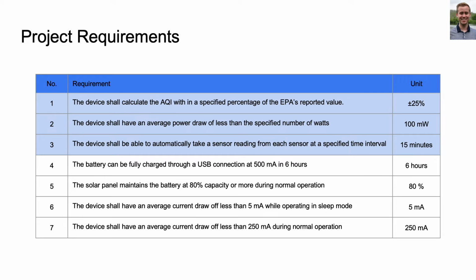Now we will go over the requirements we set for our design. We set the 3 requirements that we found to be the most critical in order to meet our objectives as the demonstratable requirements. This included calculating the AQI to within 25% of the EPA's reported value, drawing an average power of less than 100 milliwatts, and automatically taking a sensor reading every 15 minutes.